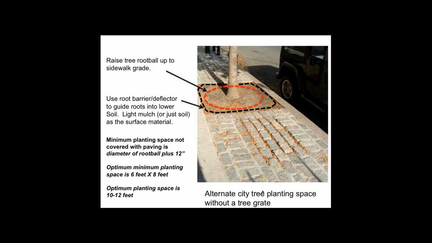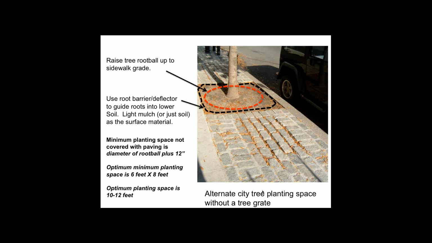So ideally, if I ruled the world, I would have all the trees look like this. A very simple opening, as large as I can possibly make it, and the root ball right at the surface of the soil, a root guide put around the edge of the opening to force those roots to go down and then out. Of course, there'll always be something underneath that paving for them to go to, but that's a whole other issue.